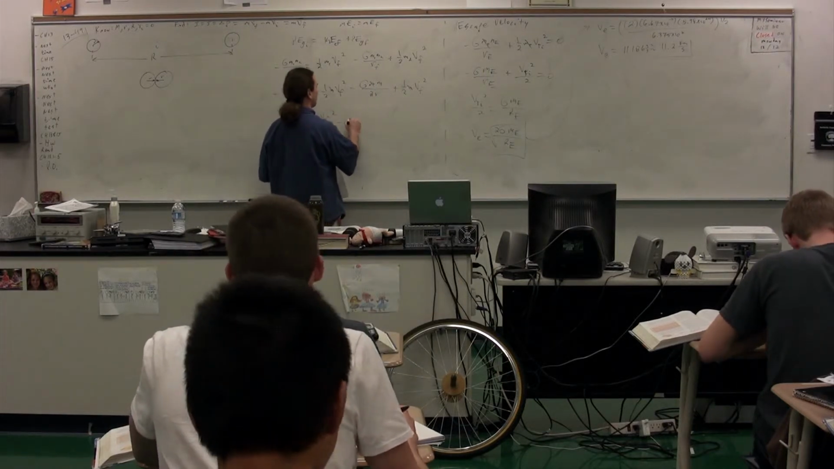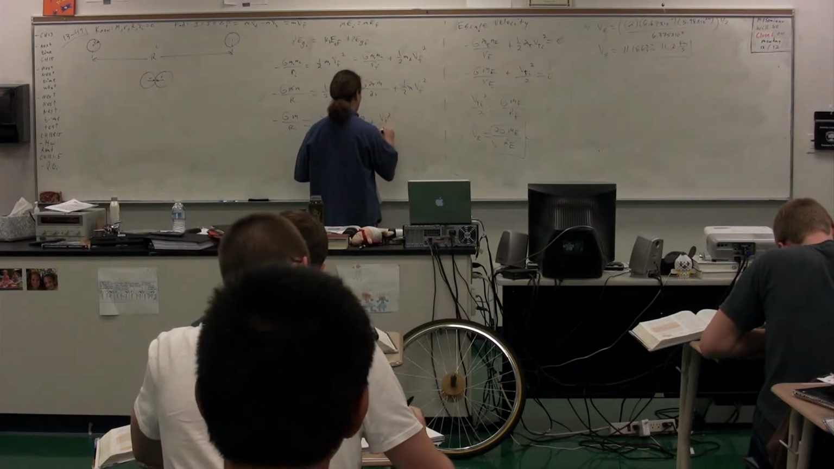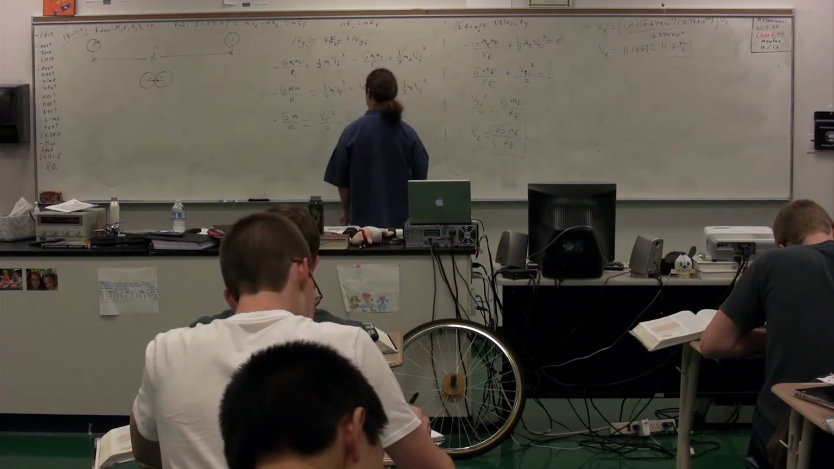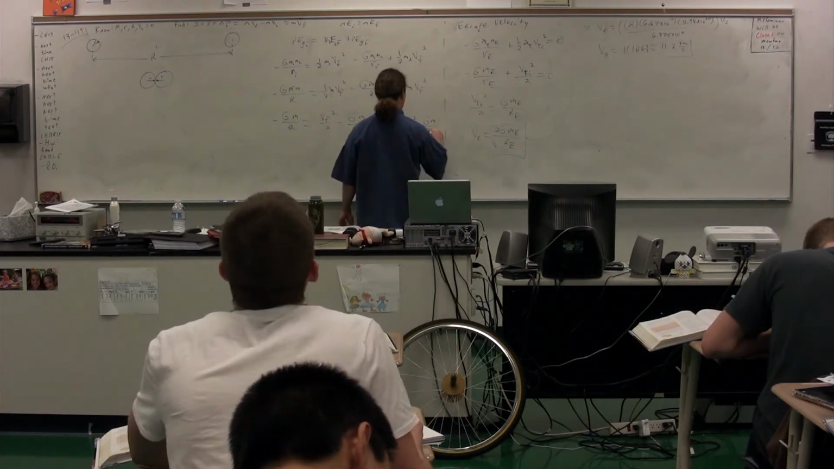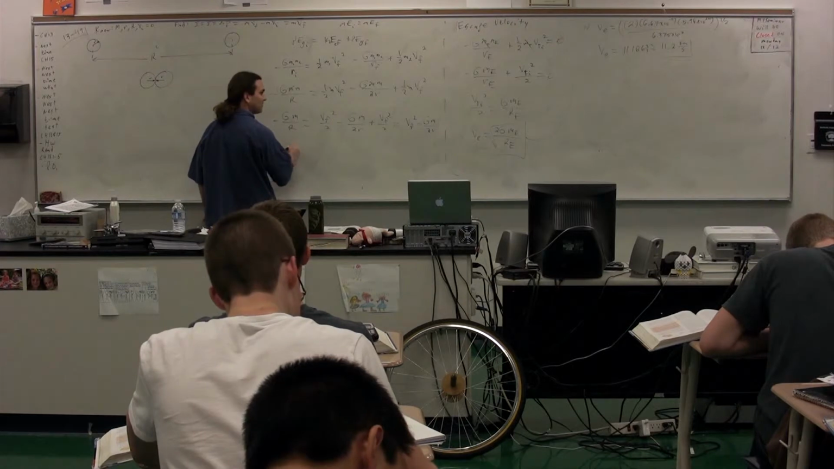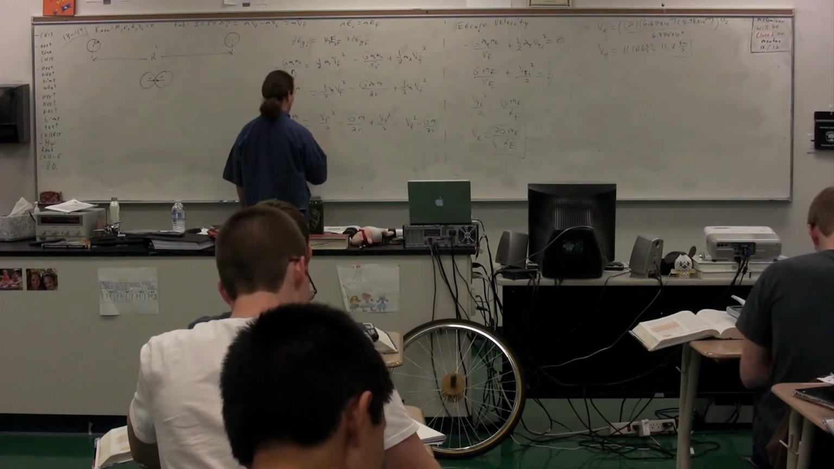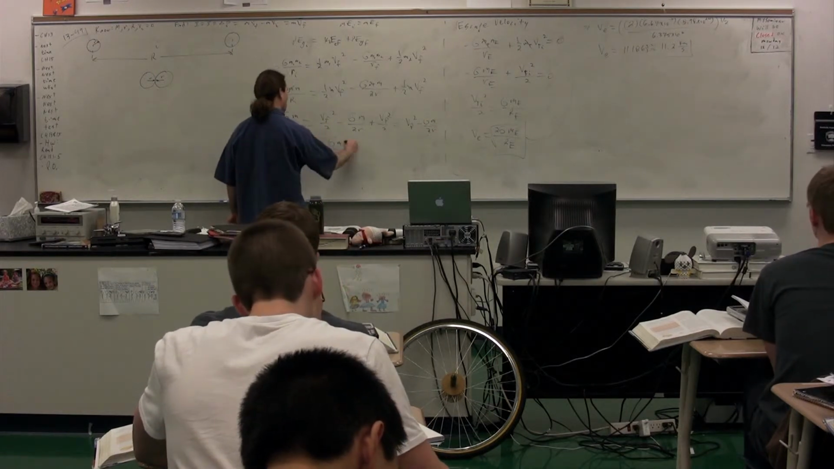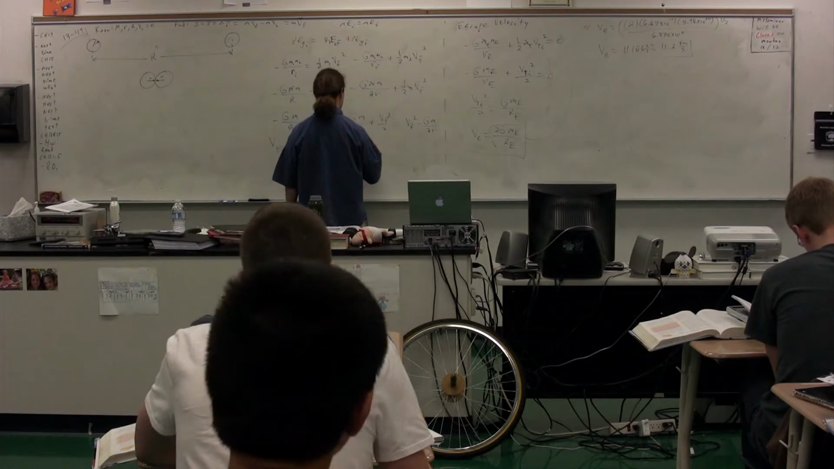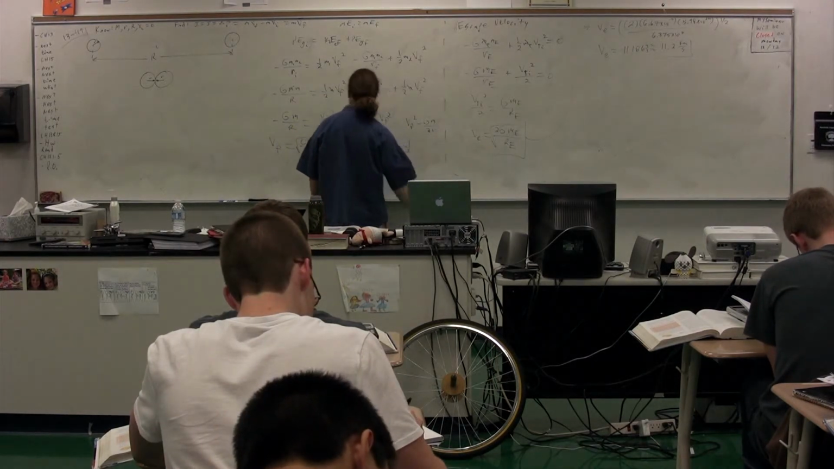V final squared over 2, big G M over 2R, plus V final squared over 2. So this is equal to V final squared minus big G M over 2R. Therefore, velocity final equals the square root of big G M over 2R minus big G M over R, or I suppose big G times M times the square root of 1 over 2R minus 1 over big R.